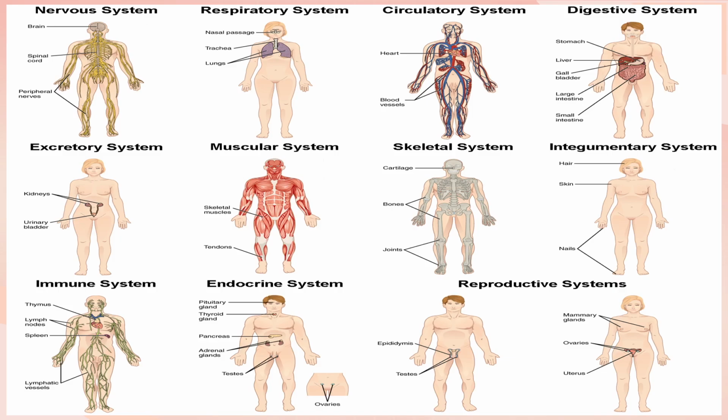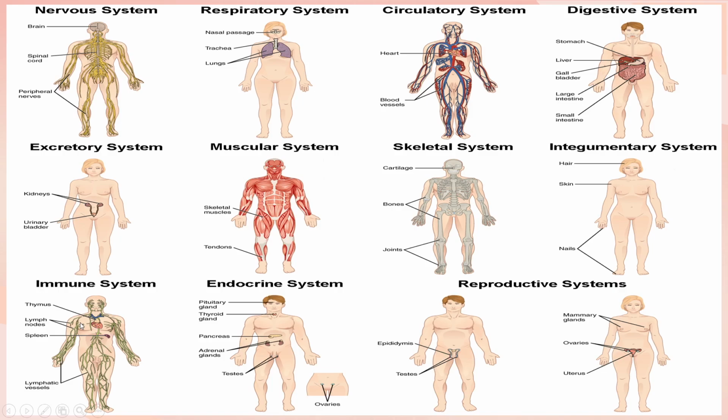Okay, then integumentary system. Now, what are the parts of the integumentary system? First, the main part of the integumentary system is the skin. Okay, then hairs and nails are the parts of the integumentary system. Then immune system. Immune system is nothing but the lymphatic system. Okay, now what are the parts of the lymphatic system? These are the lymphatic vessels, right? Lymph nodes are present in the lymphatic vessels. Then the main organs of the lymphatic system or the immune system are the thymus and the spleen. These are the lymphatic organs, okay, part of the immune system.